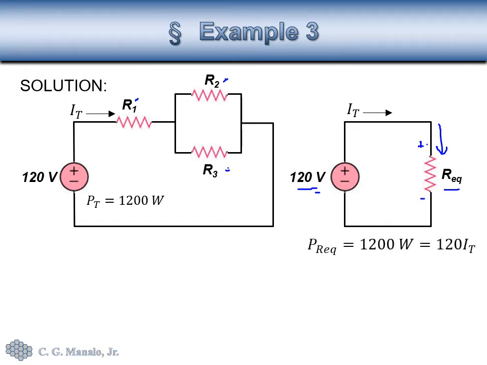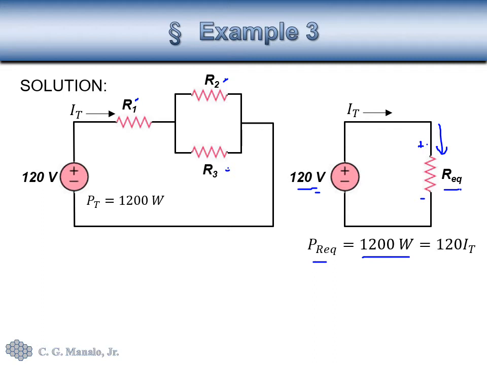So take note that since the equivalent resistance is the combination of the three resistances, the power that is absorbed by the equivalent resistance should be equal to the sum of the three powers that are absorbed by each of the resistances. So therefore, we have here P of R equivalent must be equal to 1200 as well.